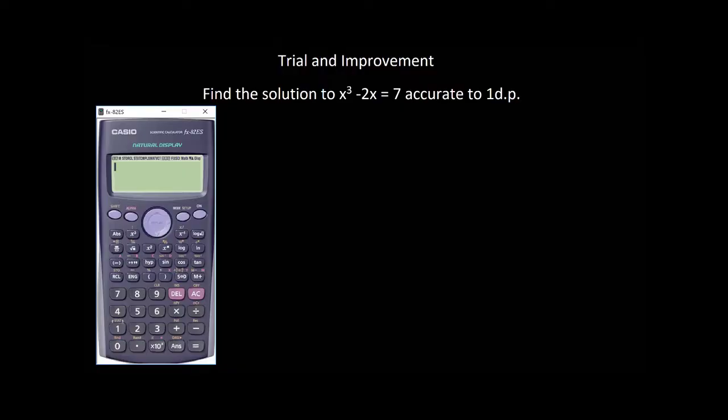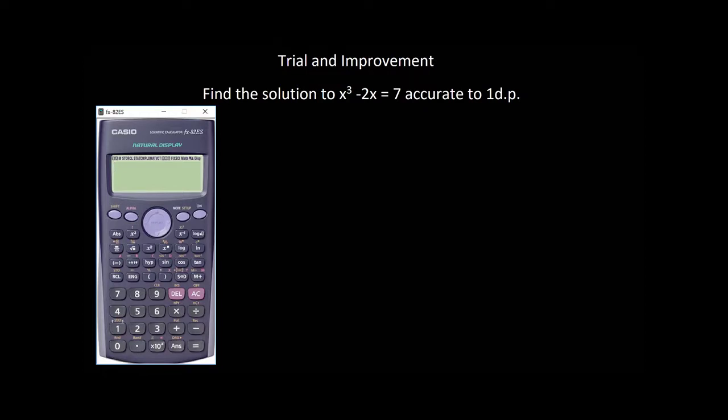There are a number of different types of ways to solve equations using what's known as an iteration process. So iteration just means doing something over and over again until you get close to the answer that you want. The simplest of these methods is called trial and improvement.